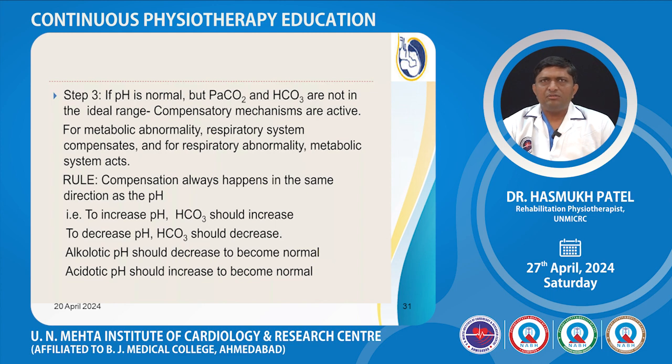Step 3, if the pH is normal but PaCO2 and HCO3 are not in an ideal range, then compensatory mechanisms are active. For metabolic abnormality, the respiratory system compensates, and for respiratory abnormality, the metabolic system compensates. Rule: compensation always happens in the same direction as the pH. For example, to increase pH, HCO3 should increase. To decrease pH, HCO3 should decrease. Alkalotic pH should decrease to become normal. Acidotic pH should increase to become normal.